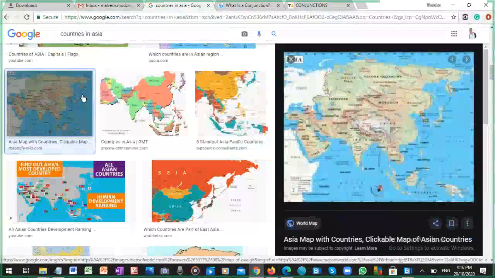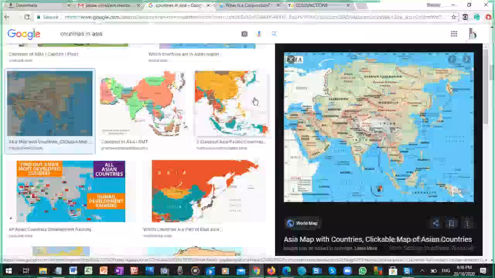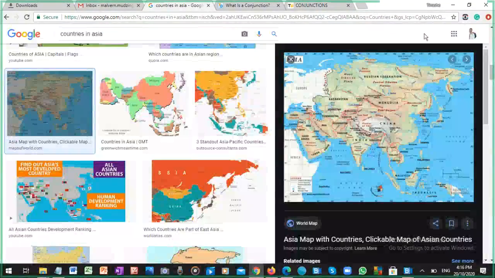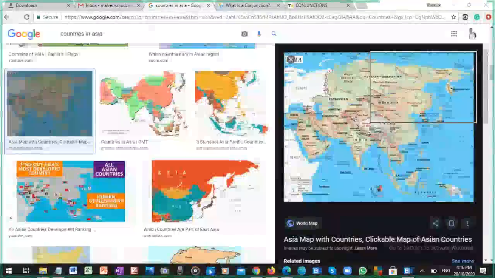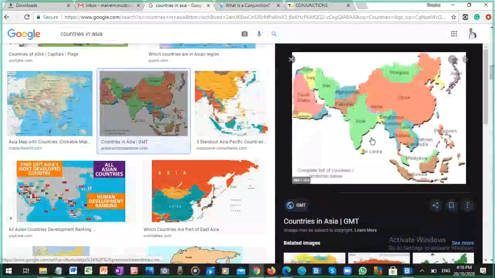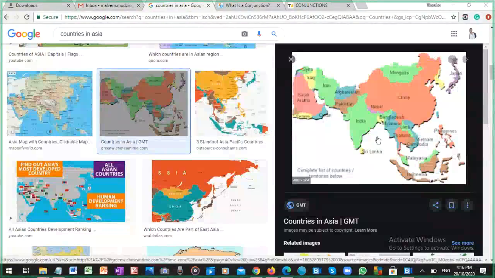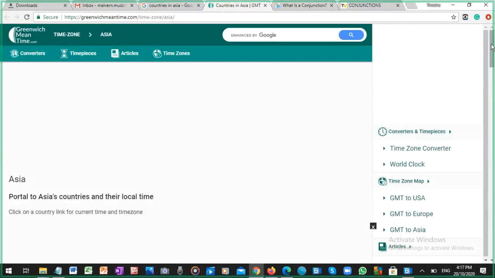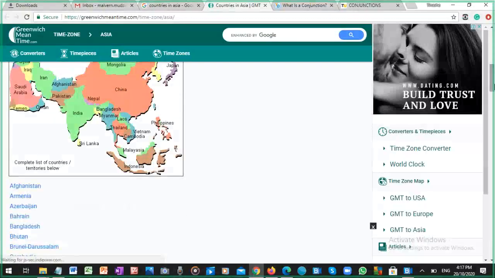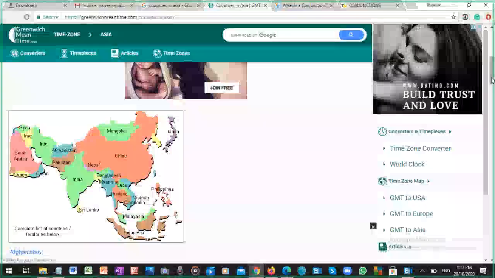Hello? Hello, I can hear you. Yes, I'm just trying to find the right map. Just give me a few seconds. All right, I think this will work. Can you see my screen? Yes. Can you see the diagram? Yes.